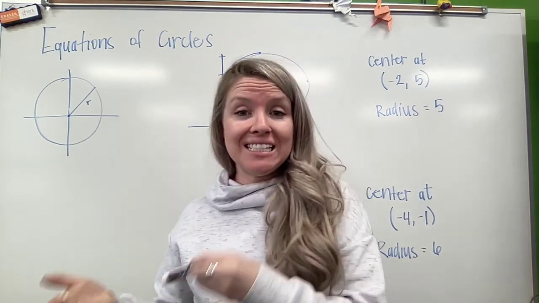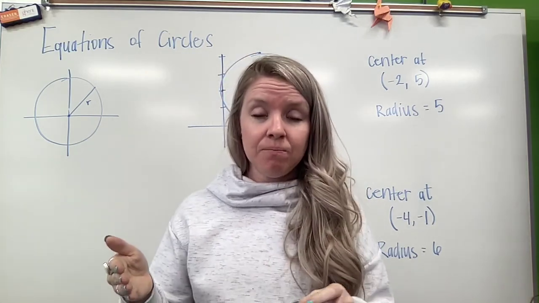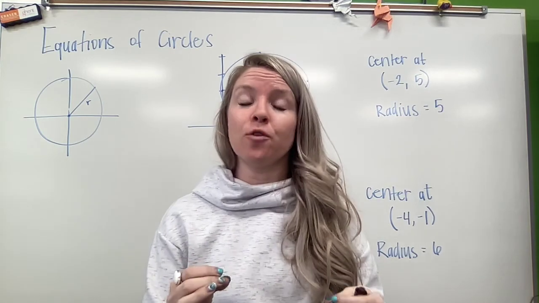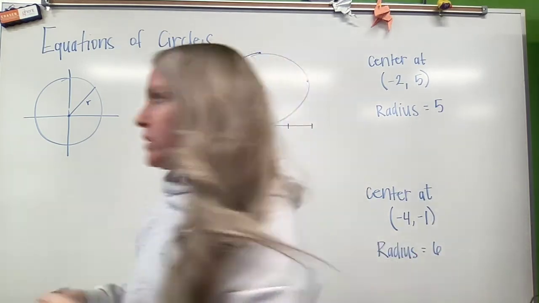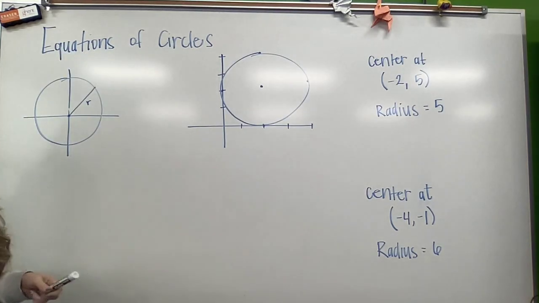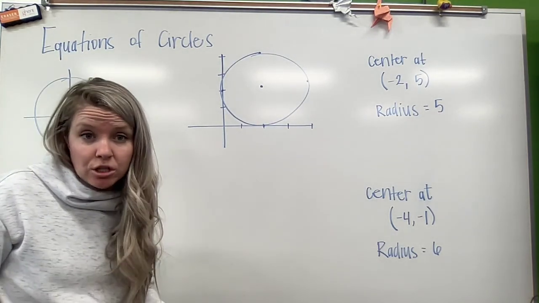We know how to find the distance from point A to point B. We've also talked about how the distance formula is related to the Pythagorean theorem. So if we talk about the Pythagorean theorem, we've got to have a right triangle. But I thought we were dealing with circles.